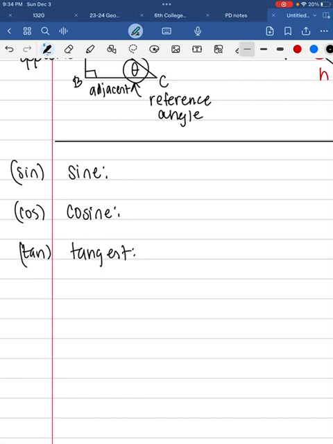Now, when you're reading it, even though it's the abbreviation, you don't want to say sin, cos, and tan, because it will sound like you don't know what you're talking about. We want to use the whole words sine, cosine, and tangent. So let's get into the ratios.